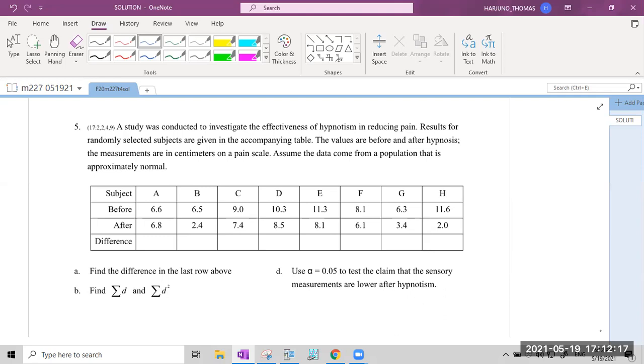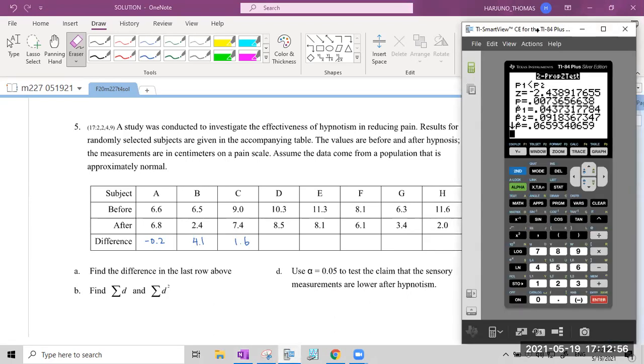Okay, that's the data. Part A, find the difference in the last row. So you will do the subtraction, before minus after, right? Negative 0.2. This is 4.1. This is 1.6. If the before is more, it's more painful compared to after hypnosis. But honestly, instead of doing it that way, let me do it differently. We will use the calculator anyway, so let's just plug the numbers into the calculator.